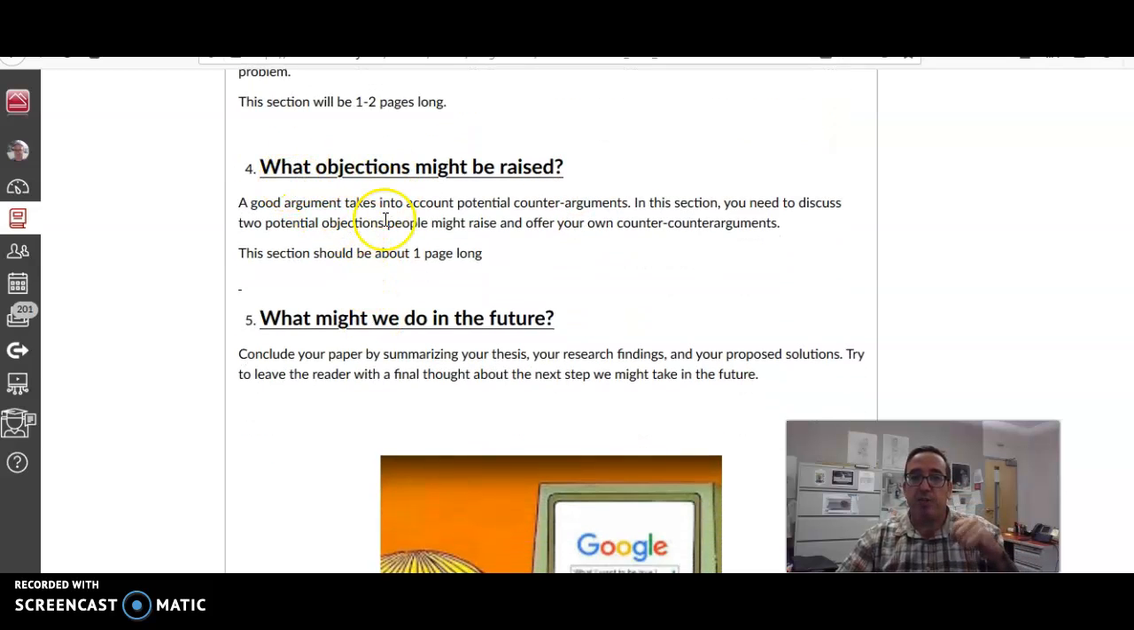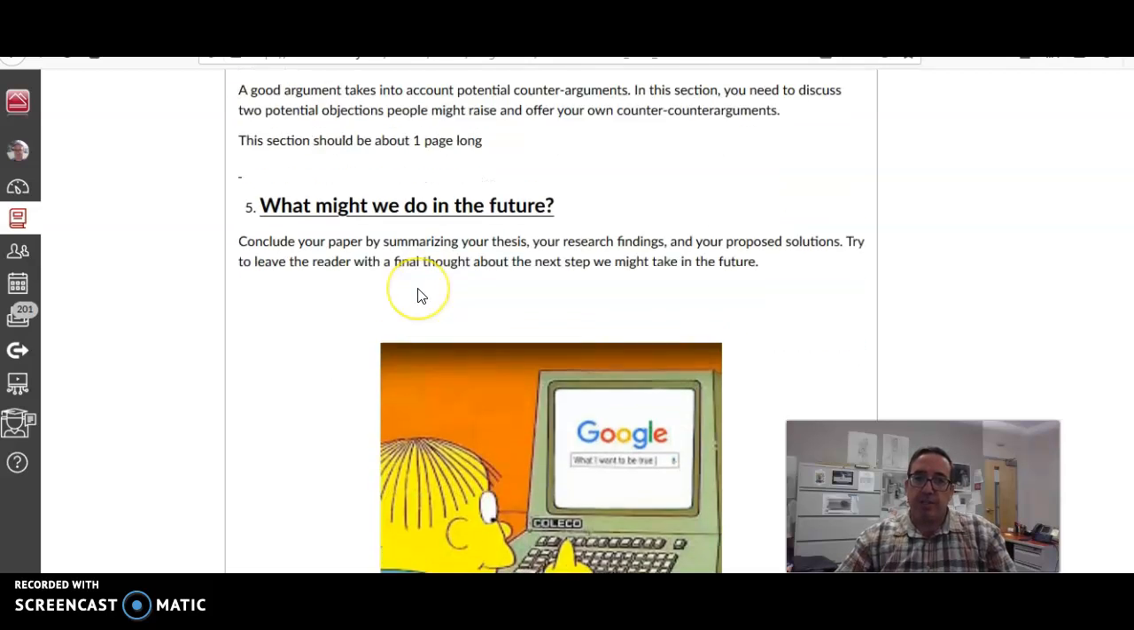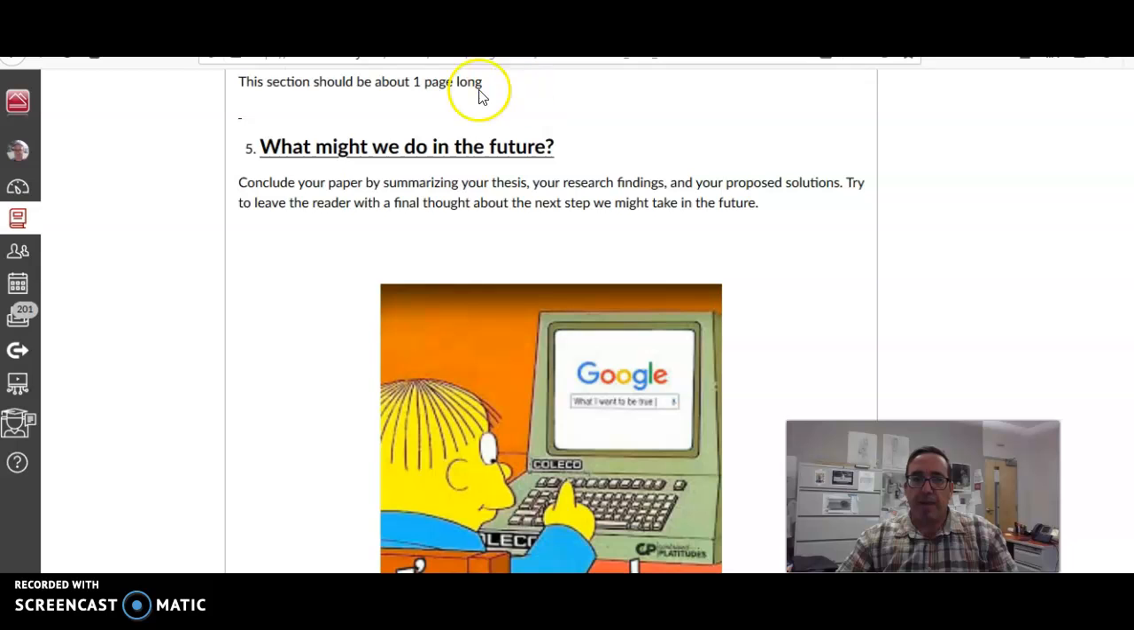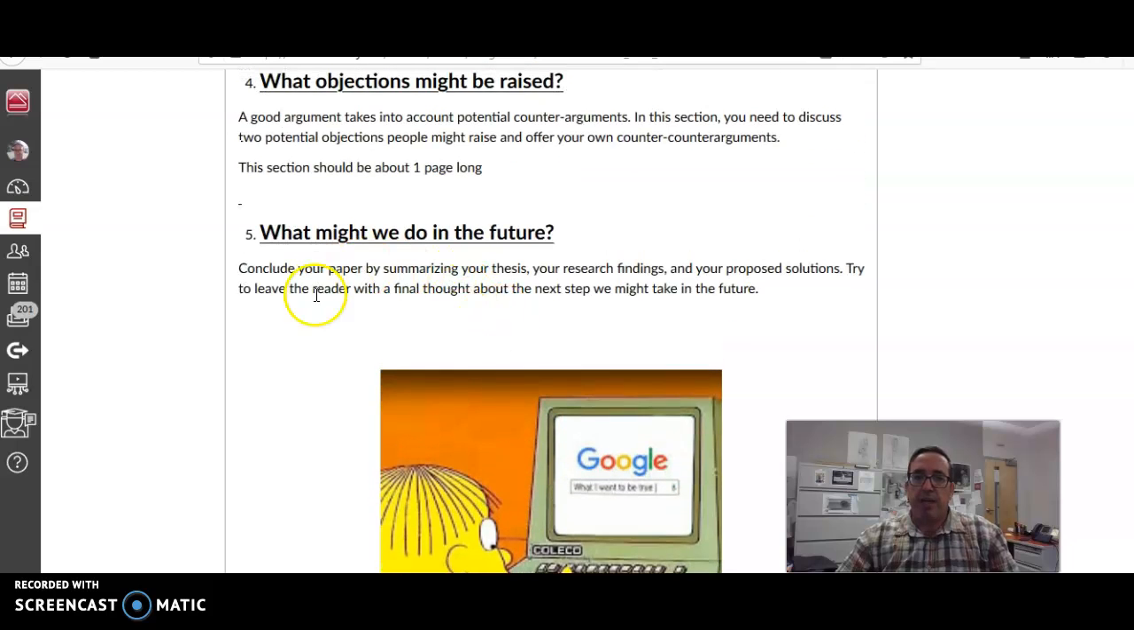Then fourth section, what objections might be raised, right? We're going to use counter arguments for this paper. So are there any counter arguments that could be raised? What might you argue if you were on the other side of this debate, right? And the whole key with a counter argument is you're setting up a counter argument in order to debunk it to strengthen your own argument. Okay, so the section on counter arguments, that should be a paragraph or two long, about a page.